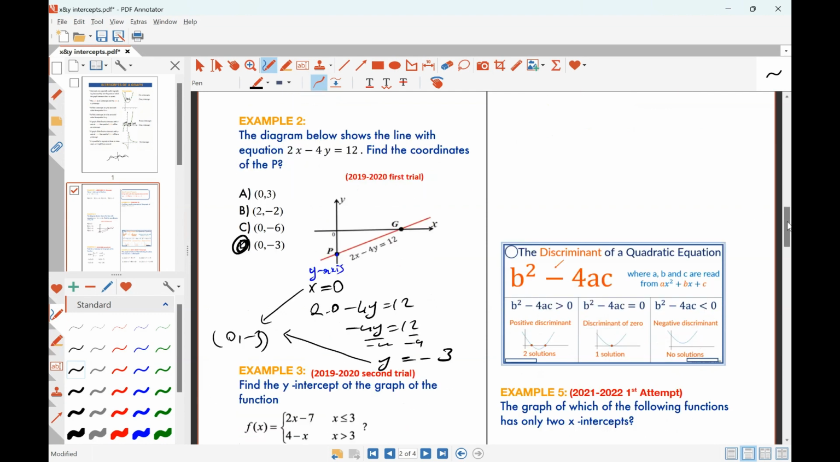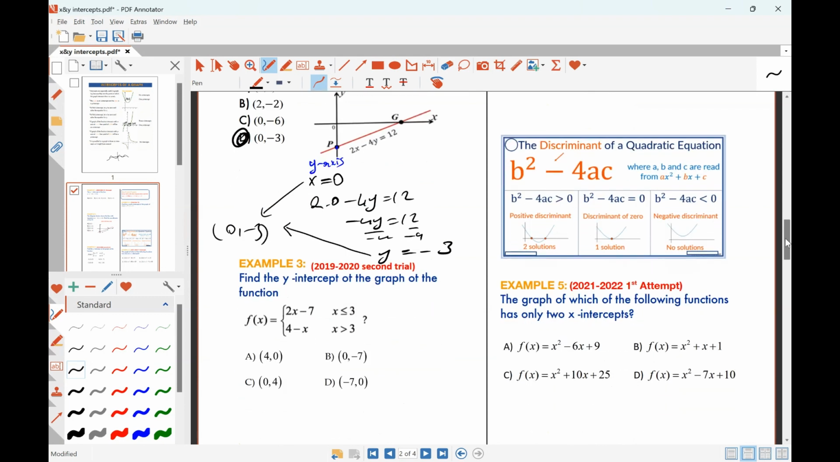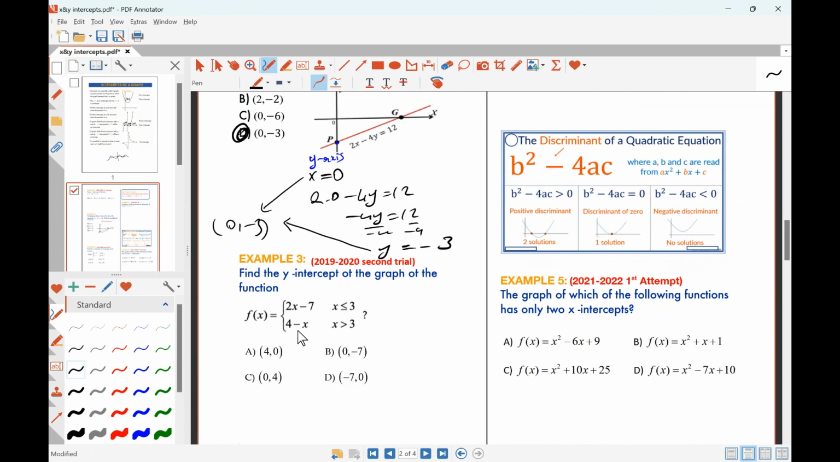So those are the linear equations. We have another ministry exam question, this time with a piecewise function. Find the y-intercept. It looks complicated at first, but when you know what the first step is, it is pretty easy. What is the first step if you are looking for a y-intercept? The first step is letting x be 0.